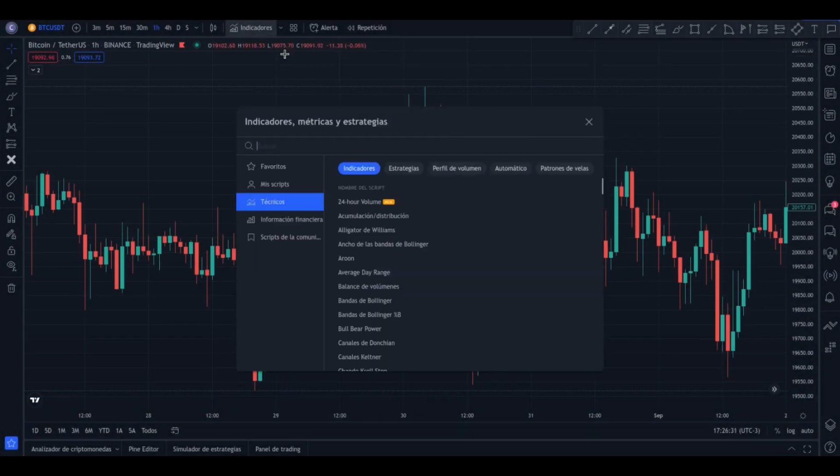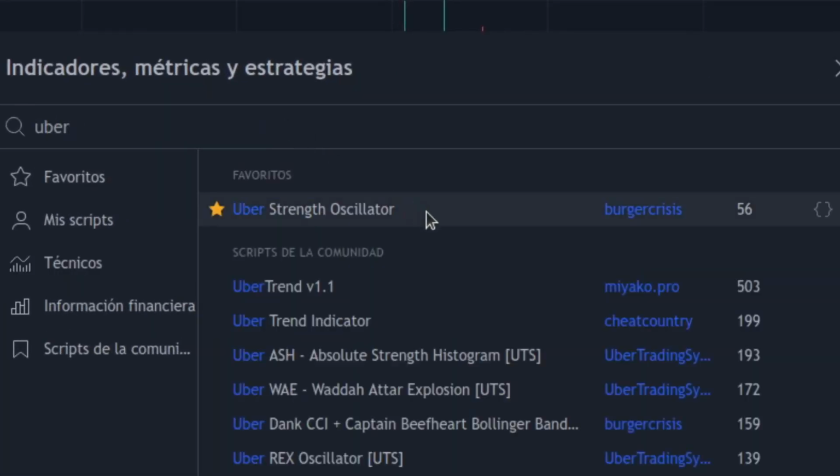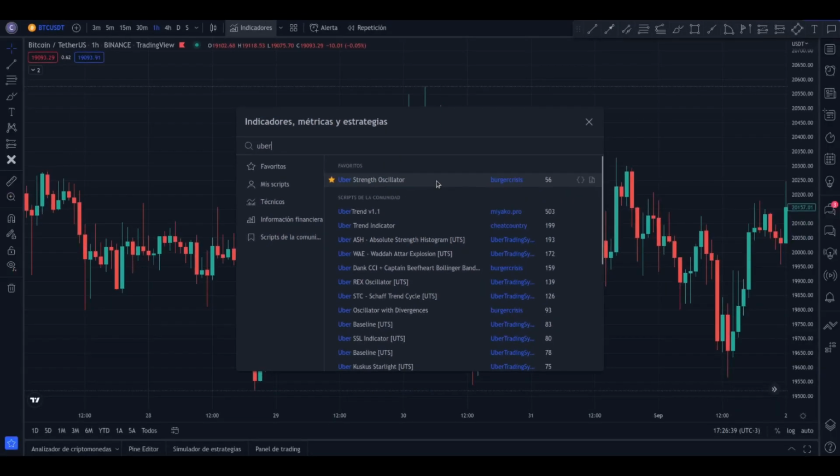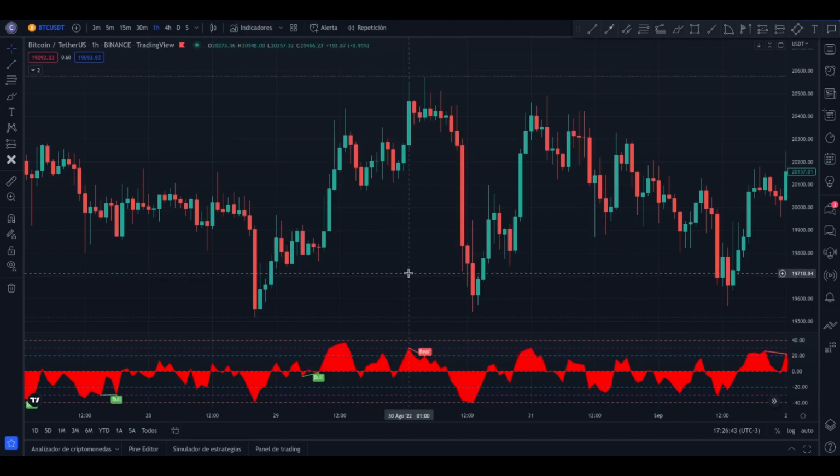The indicator that I want to show you today is from the user Burger Crisis, and we will look for it as Uber Strength Oscillator. We will use this indicator in a 1 hour time frame to operate quietly, and in this way we will avoid looking at the charts all the time. Also, as we always mention, it is essential that you do your own backtesting in the time frame you use or feel comfortable with.